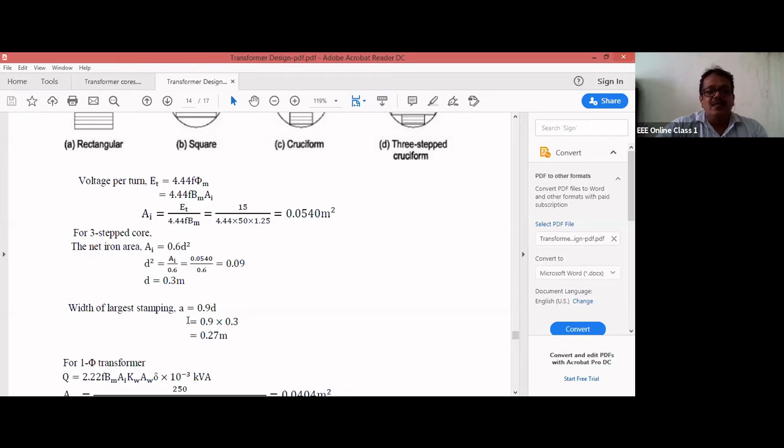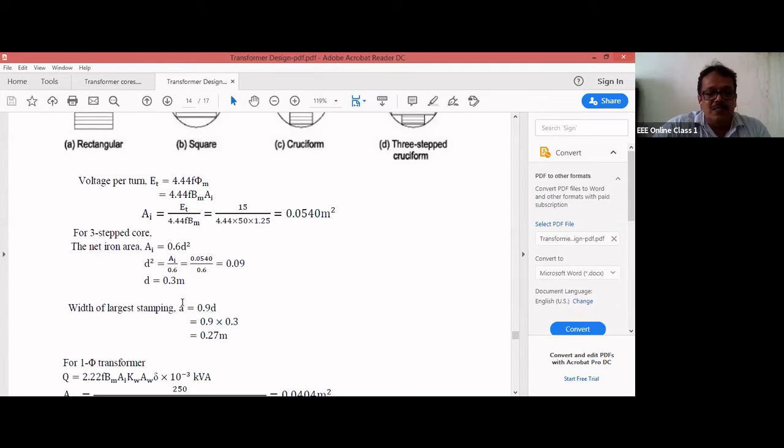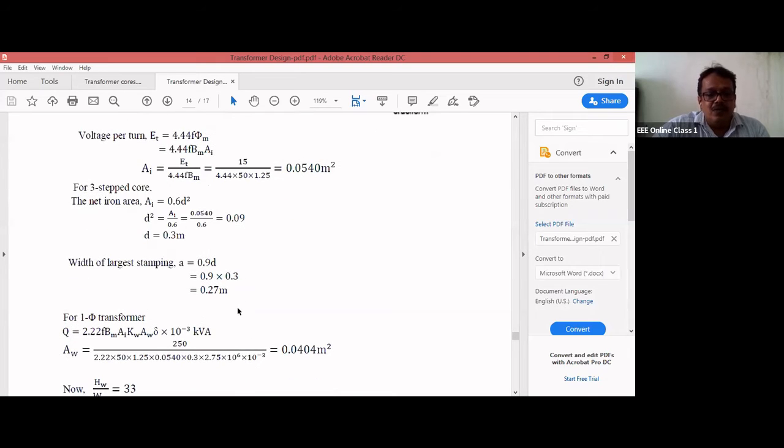Width of largest stamping, A is equal to 0.9 D, because we have not done the analysis for a 3-stepped core. In the previous problem, we showed that the width of largest stamping A is equal to 0.85 D for a cruciform core. Likewise, you can do the analysis for a 3-stepped core. Just remember this formula, A is equal to 0.9 D. Otherwise, try to remember. So 0.9 into 0.3, 0.27 meter.